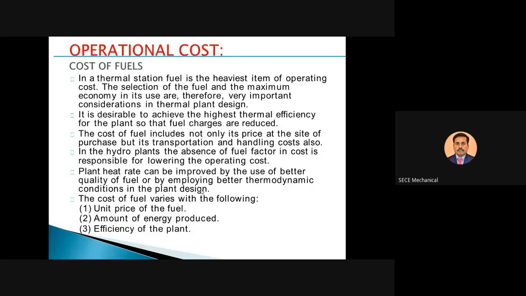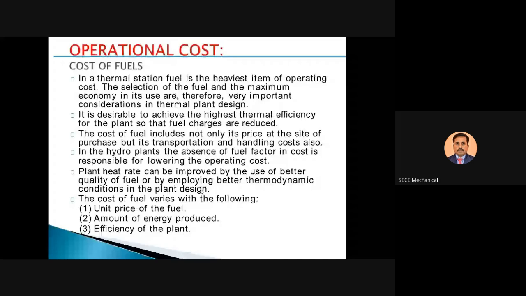So we are going to discuss the operation cost. When the power plant is running for power production, there are so many costs involved. Those costs come under operation cost. First is the cost of fuel. In a thermal power station, for example a coal-based thermal power plant, coal is the main fuel. With the help of coal we produce steam: through the combustion process, water is converted into steam. Without coal we can't produce steam, and without steam we cannot generate power.